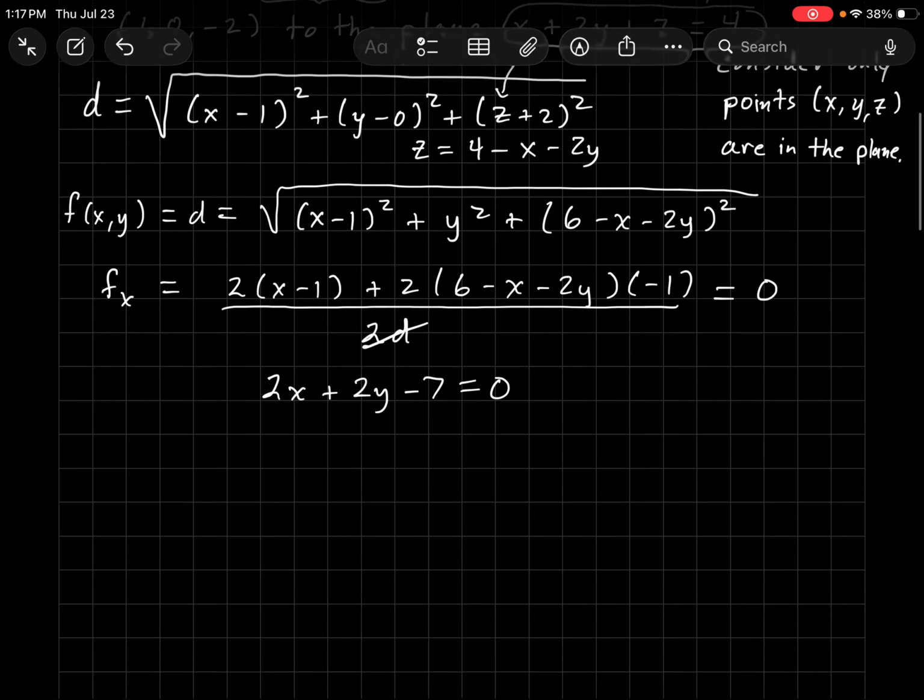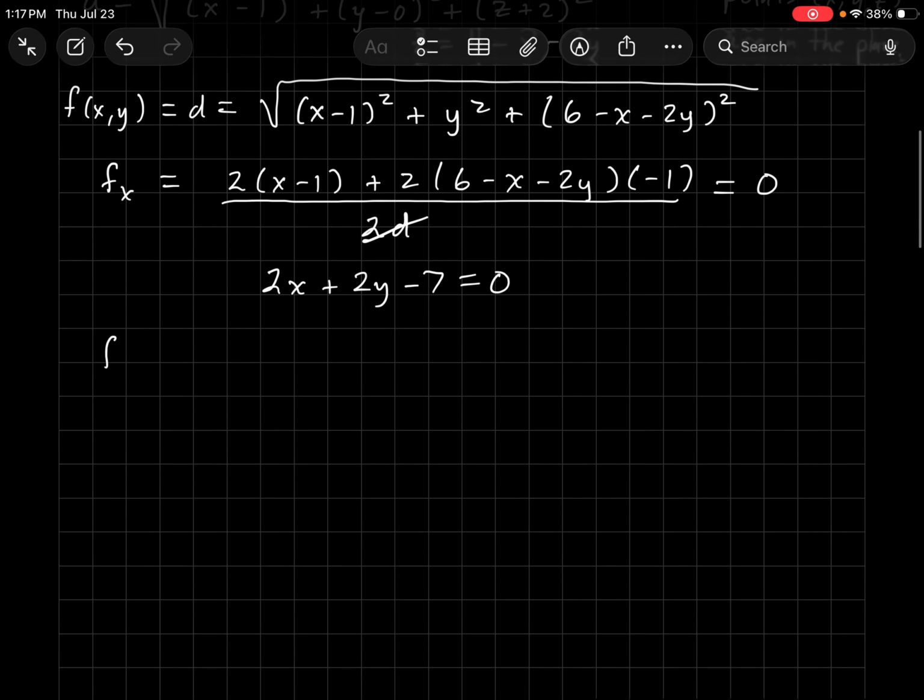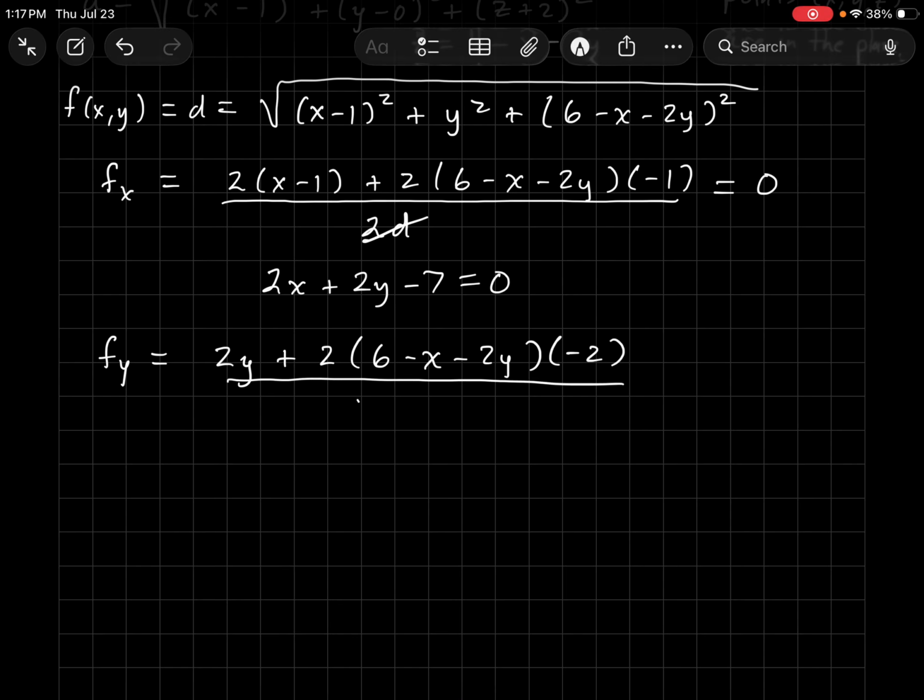Do the same thing again, but the partial with respect to y. And that's going to give us 2y plus 2 times (6 - x - 2y) times the chain rule factor of -2, all over 2 times the square root, which we call d. That will not be 0, so I can just solve across the top. And if I simplify the top, we end up with 2x + 5y - 12 = 0.